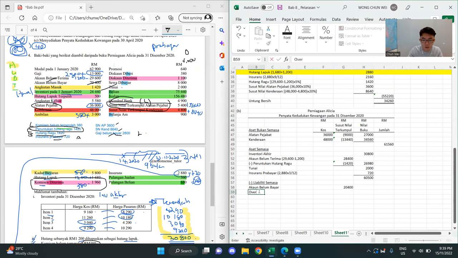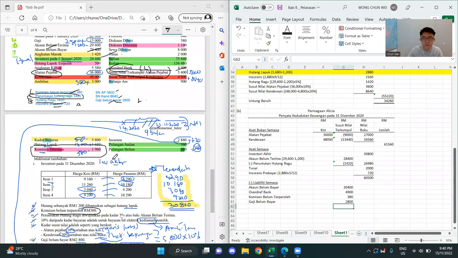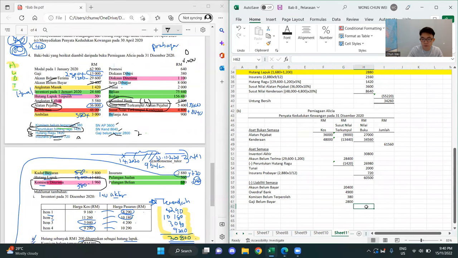So this will be in your liability semasa, overdraft bank of 4,900. Okay, and then what else? Nothing else in your imbangan juga, but let's look at our maklumat tambahan, the commission belum terpulih of 380. And then, the gaji belum bayar of 2,800. That's it. So you add up, put here. So this will be your jumlah liability semasa, and this is a minus. So make sure you bracket.